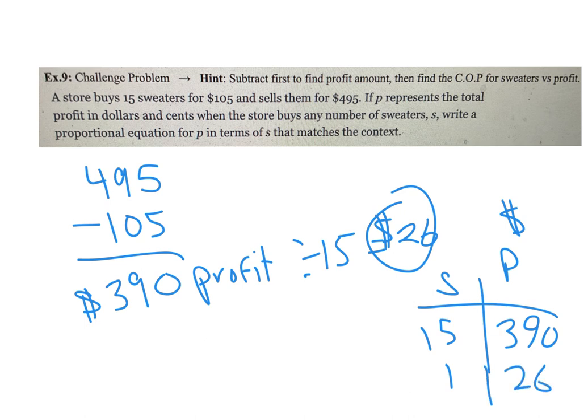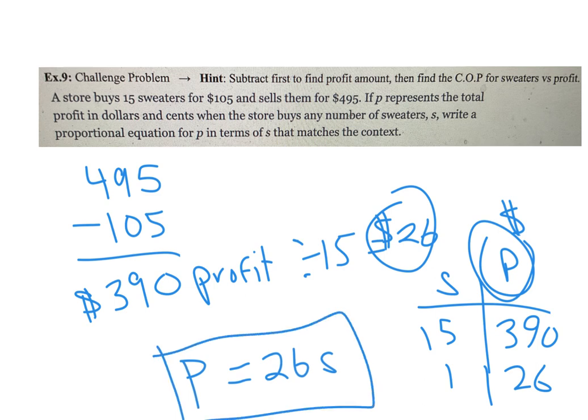Anyways, to write our equation, the variable on the right side goes by itself. P is equal to, we know the COP is 26. And the other variable is S. So the variable on the left side goes right there. So that's your equation. To figure out your profit, multiply the amount of sweaters that you sell times 26, and then you got your profit number. There you go.